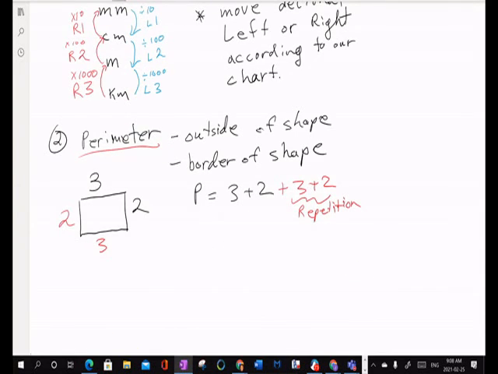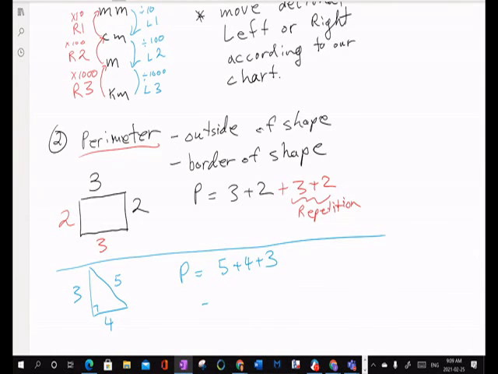We also took a look at something that looks like this. We called this a triangle, right? Now, the triangle, for its calculation, its perimeter is just 5 plus 4 plus 3. So we just add those up and we end up with 12. Now, that's what we've done so far.